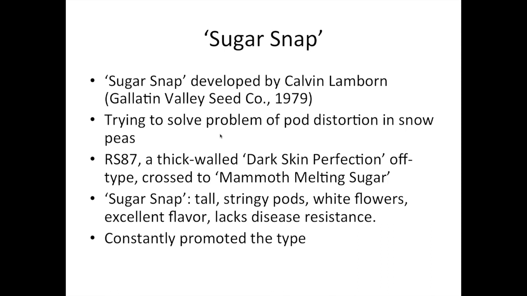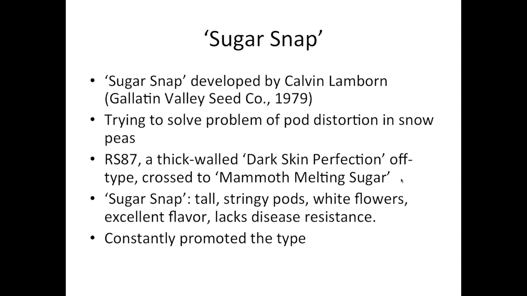And he thought, well, what would happen if he crossed this rogue type that was found in a garden pea, Dark Skin Perfection, which was thick-walled. It was the n gene. And what if he crossed that to a snow pea, and he crossed it to Mammoth Melting Sugar? And he discovered that yes, it does straighten out the pod, but you get something totally new and different. And so this was the origin of the snap pea. And at that time, he wasn't aware of these types that people had worked with before.